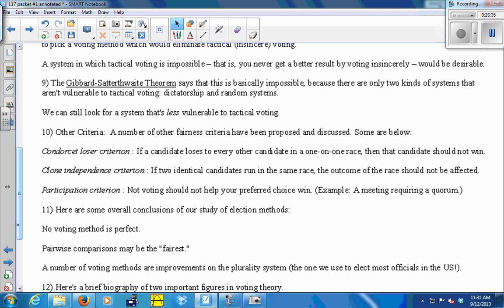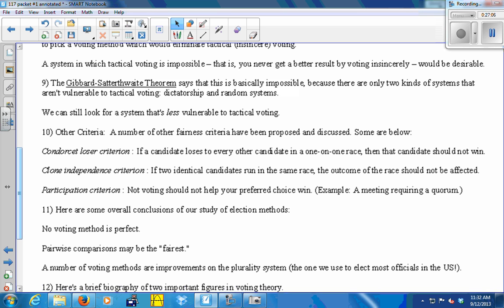So it turns out, here's another theorem. Some other famous voting theorists said that that's basically impossible. You can't eliminate insincere voting. So the only 2 kinds of systems that aren't vulnerable to tactical voting are a dictatorship, where one person has the only vote. I'm the only person who gets a say. So that means I don't have to vote tactically. I can just go with my heart because I'm the only person that matters.